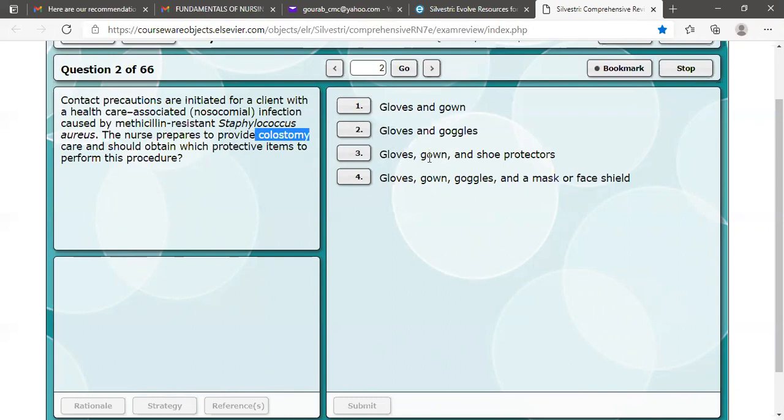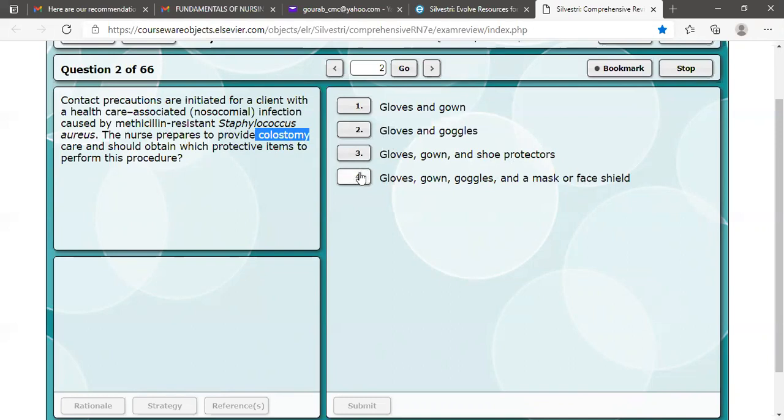Gloves and gown, number 2, is not the answer at least, you're sure. Number 3: gloves, gown, and also shoe protector. What about number 4? Gloves, gown, goggles, and a mask or face shield.